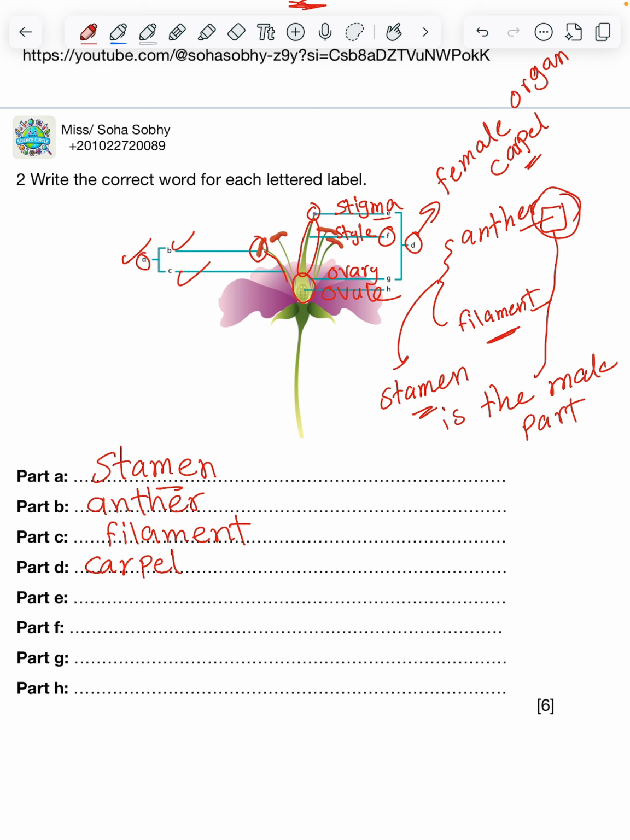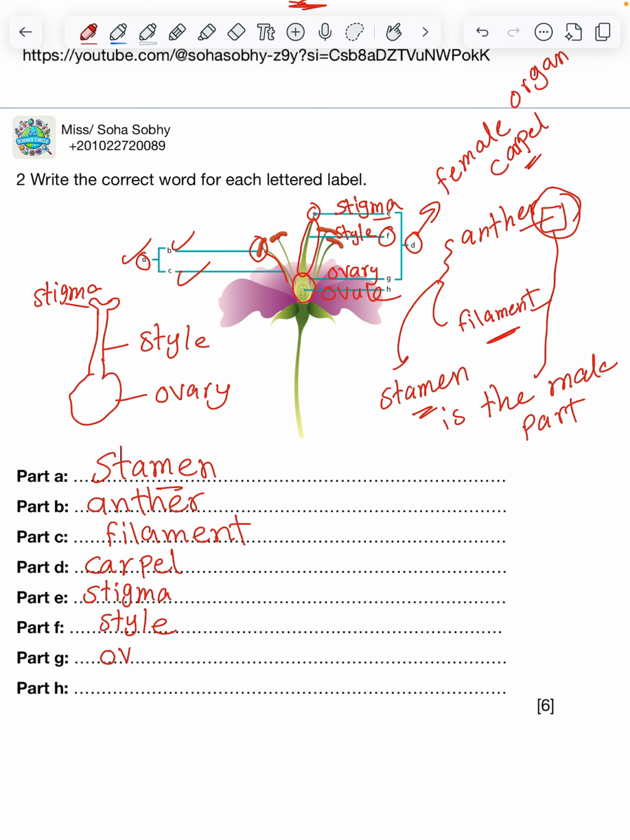Carpel is the female organ that consists of stigma, which is here, style, and ovary. So letter G is ovary. Inside the ovary we have ovule. So H is ovule.